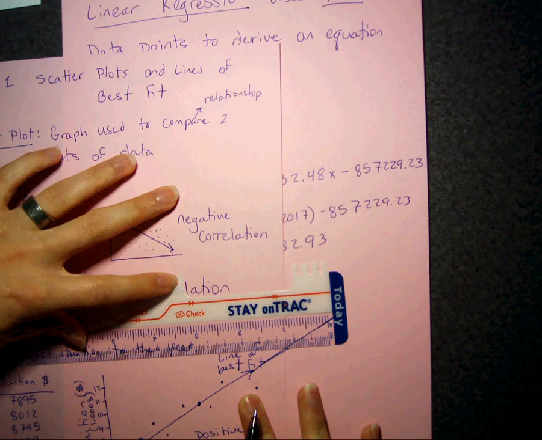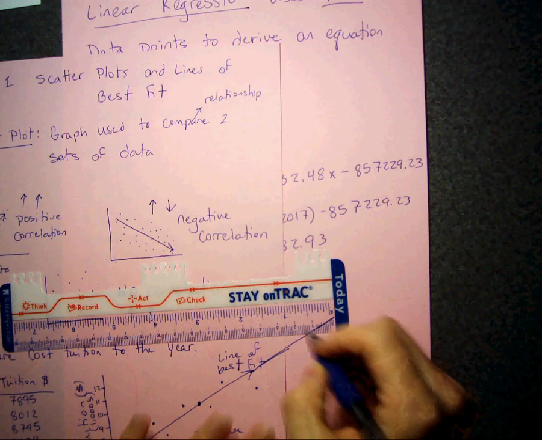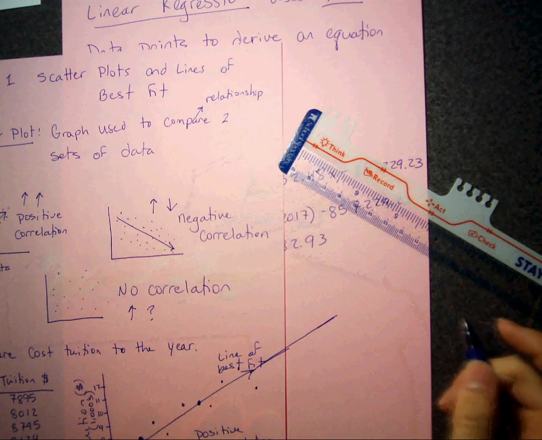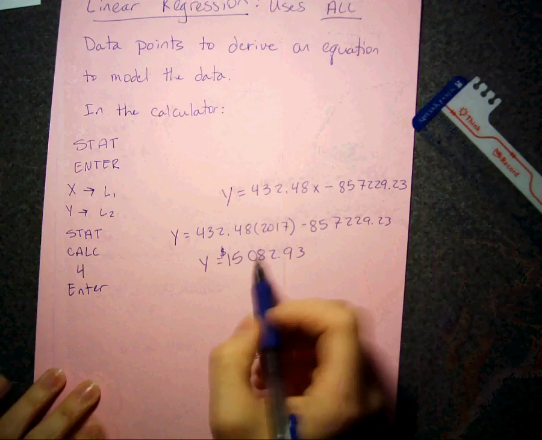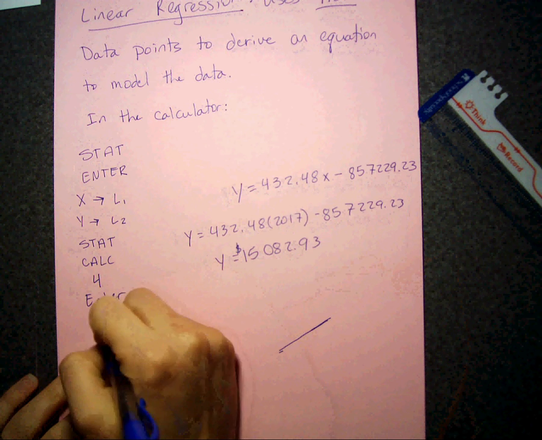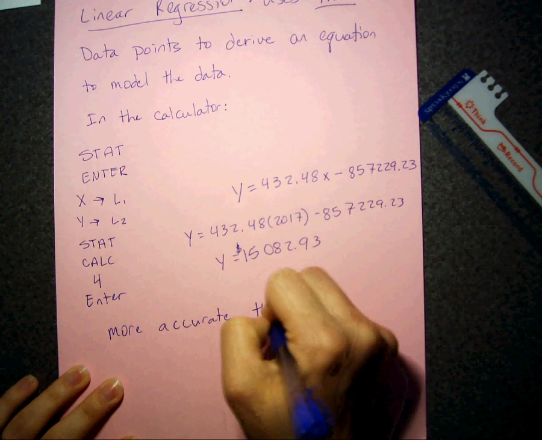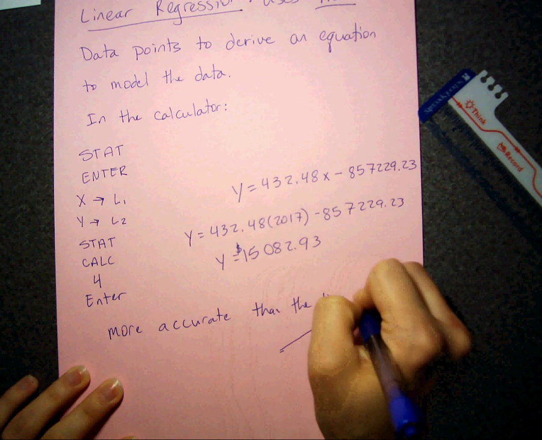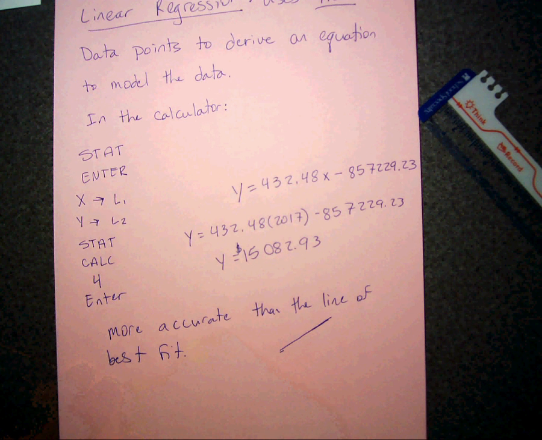So 2017, I don't know, we got pretty dead smack in the middle between 16,776 and what we got with our linear regression, 15,082.93. Your linear regression is definitely going to be more accurate than the line of best fit. And that should be obvious, only because it does account for all of your data points versus just two of them.